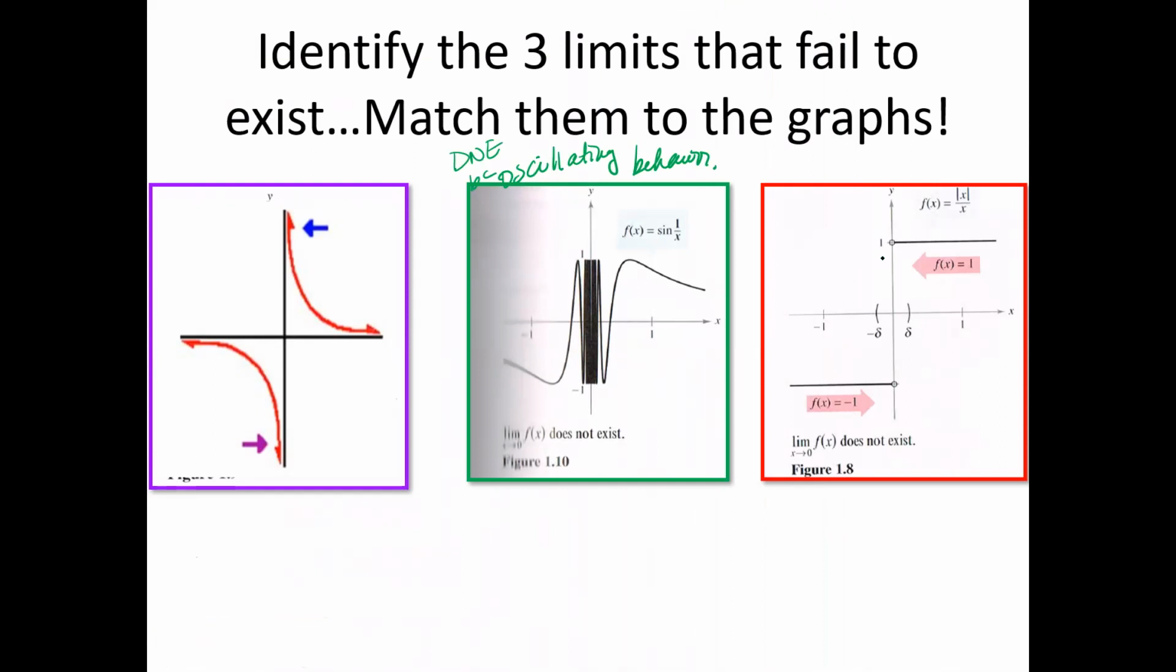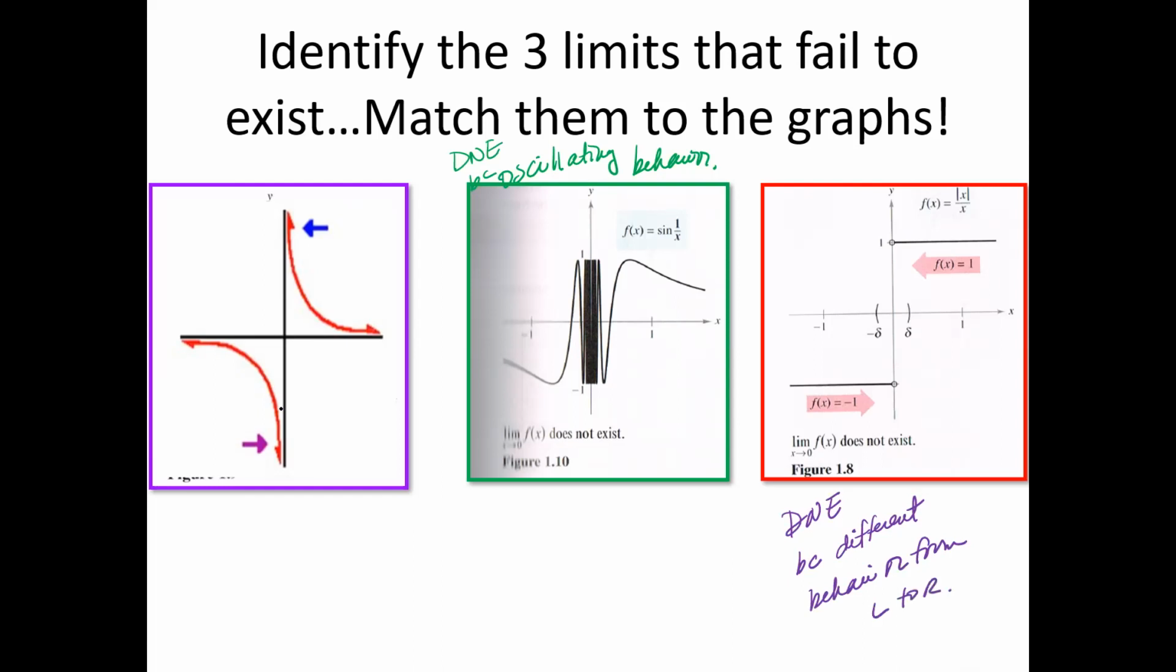Third one is as x approaches 0 from the left, your answer here is negative 1, but as x approaches 0 from the right side, your answer is positive 1. So for this one, the limit does not exist because of different behavior from left to right.